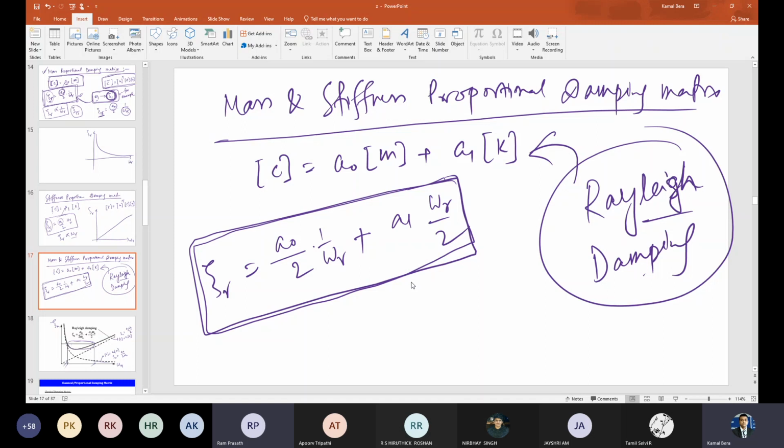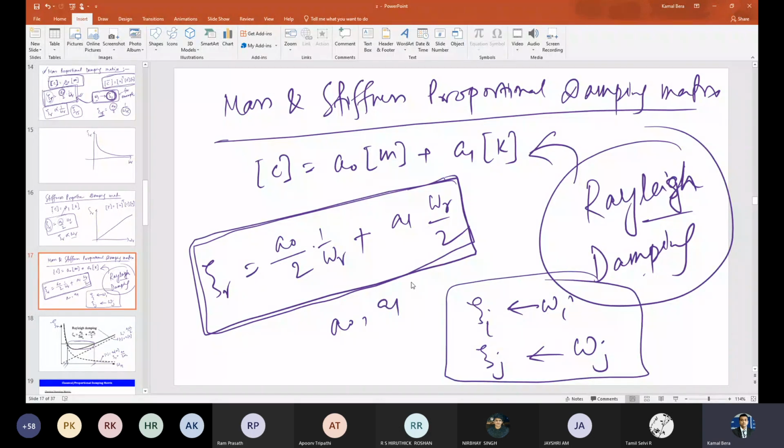No, sir. Why? Because there are two unknowns, A0 and A1. You have to give two conditions. So here the unknowns are A0 and A1, so I have to give at least information of two modes. Let's say zeta I corresponding to mode omega I and zeta J corresponding to mode omega J. Got it? If I give you the information, then you will get two equations in two unknowns. Solve it and tell me quickly the expressions for A0 and A1.